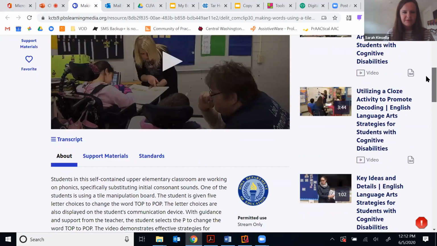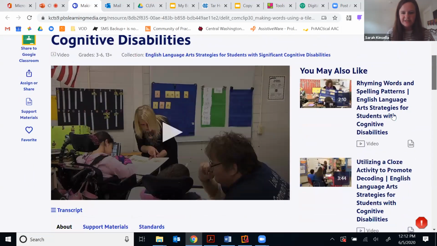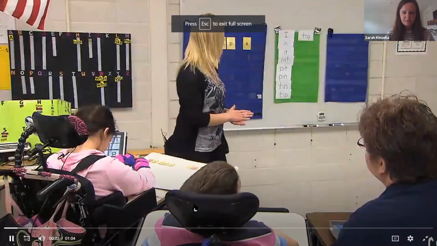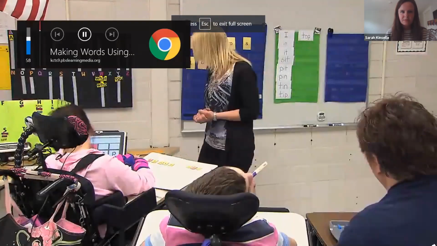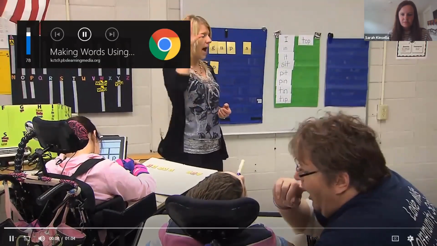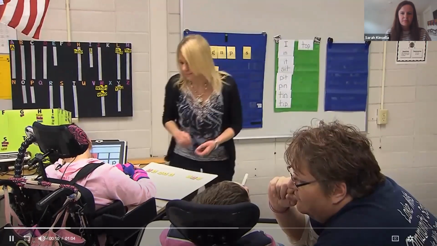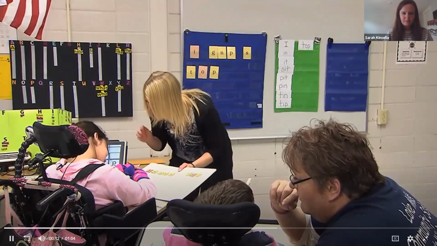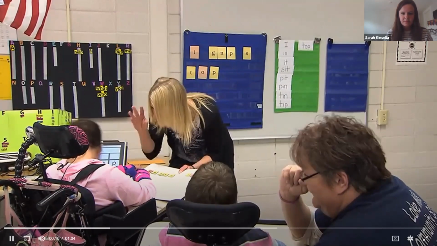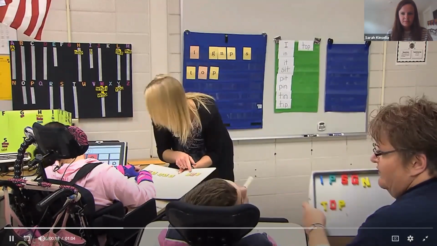So this is the example of a making words activity. Okay, so we're going to change top to make the word pop. Do not drink pop for breakfast. Oh. So I hear the pop in ours already. Look at top. I'm going to make pop. So am I going to change the T?